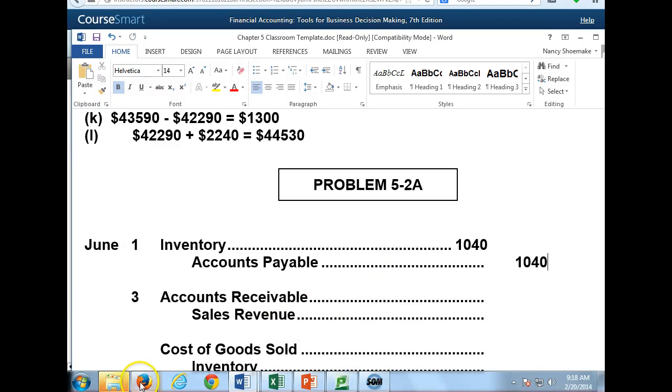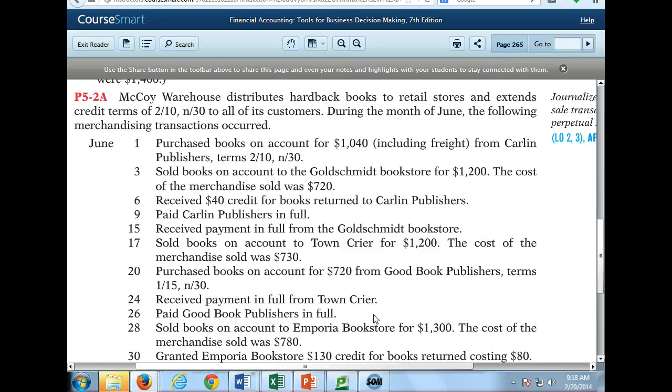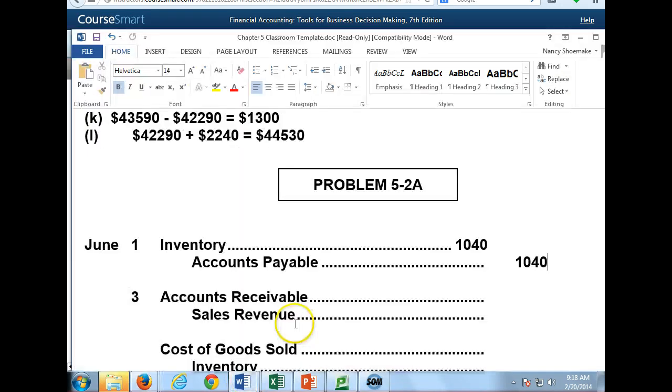Who wants to take the next one? Billy, will you take the next one? Billy, what do we know about this transaction? Are we just going to handle one transaction here, or do we have two things to do? Why do we have two different events that we have to take care of? We've got to show what we sold it for, and then we've got to show the cost of goods because we no longer have those goods available anymore, do we?